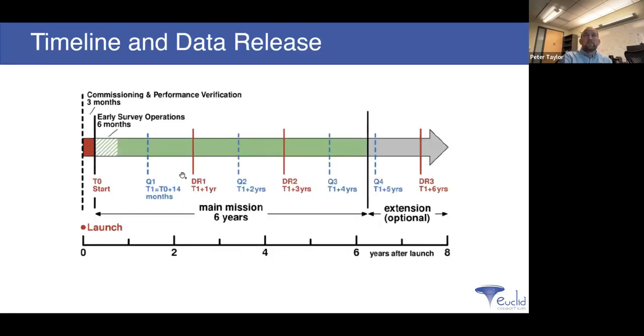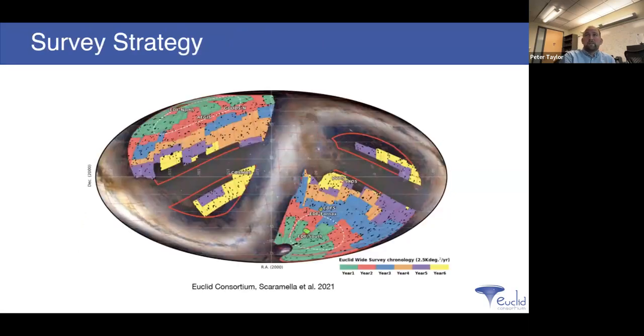And okay, so this just shows the timeline again. So July 1st launch. We're still in the commissioning and performance verification phase, but nominally we expect to start the survey later this year. And what about the survey strategy itself? So like I said earlier, Euclid is going to go deep and then wide.